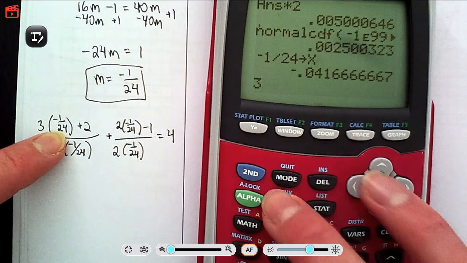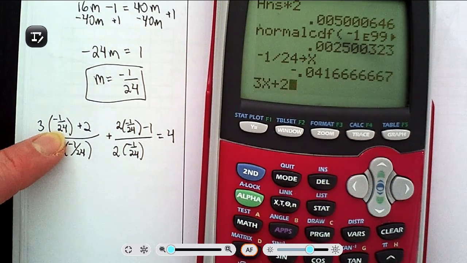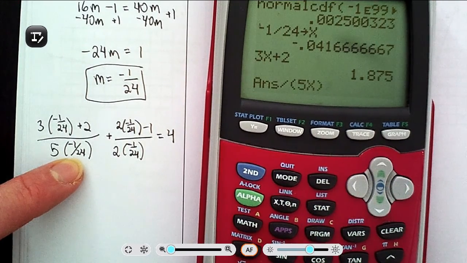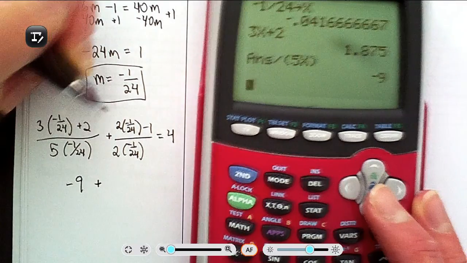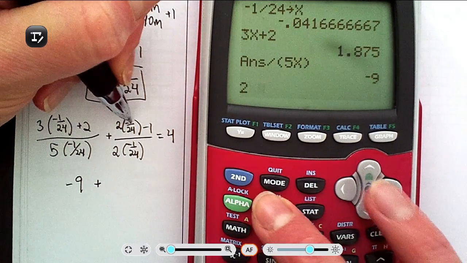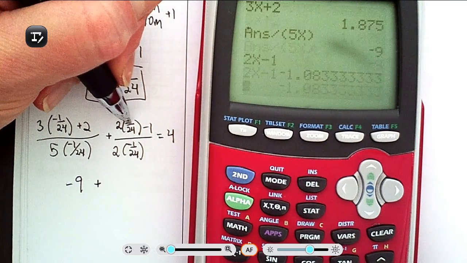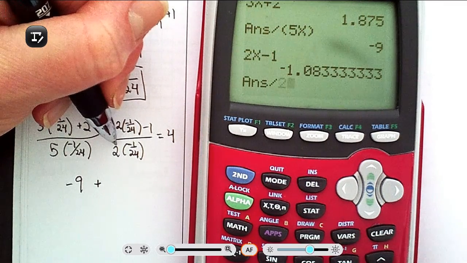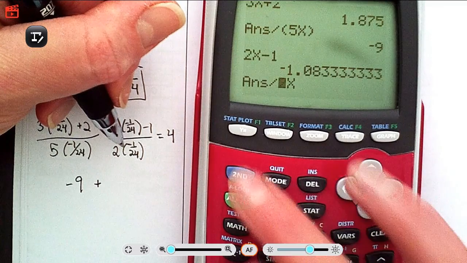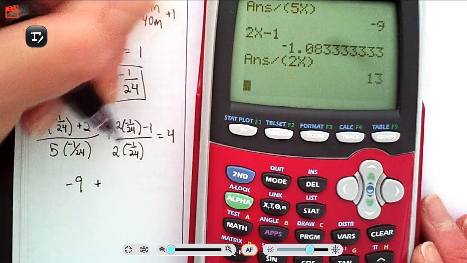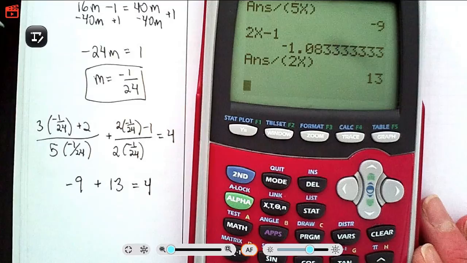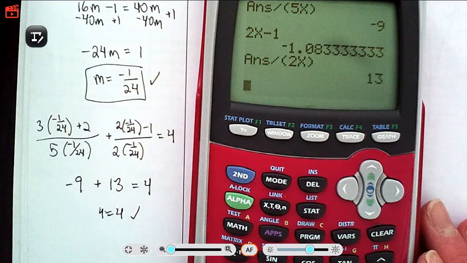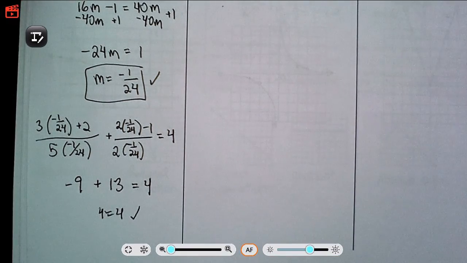So really, I have that value x plus 2, all divided by 5x. And I get negative 9 there. And this is 2, this value I stored for x, minus 1, all divided by 2x. And that's 13. Negative 9 and 13 is 4. Okay. Let's move on to number 5.